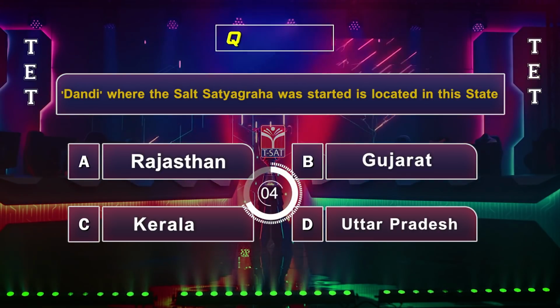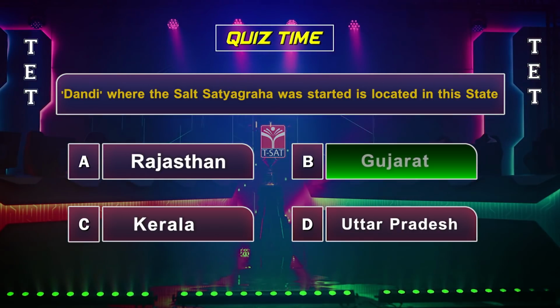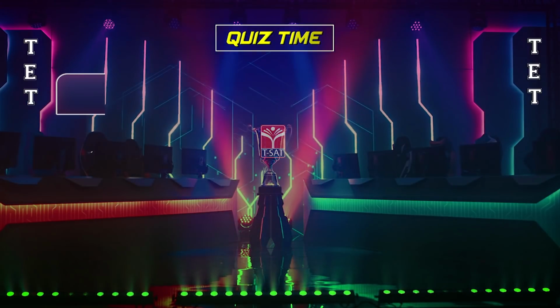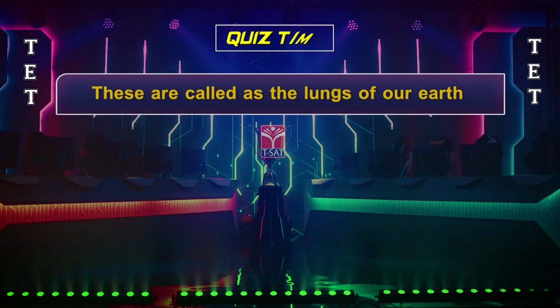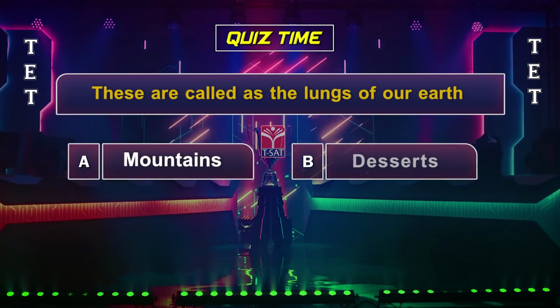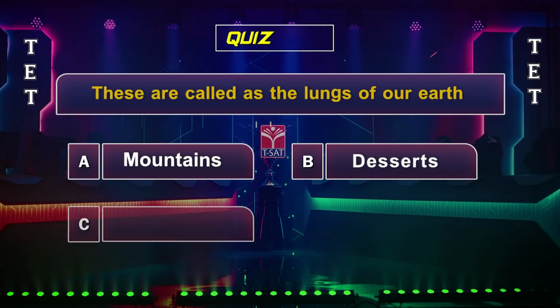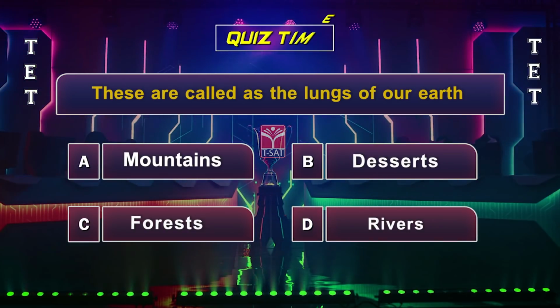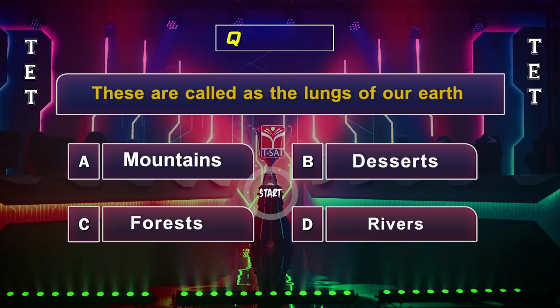The correct answer is option B, Gujarat. 21st question. These are called as the lungs of our earth. Option A, mountains. Option B, deserts. Option C, forest. Option D, rivers. Your time starts now.